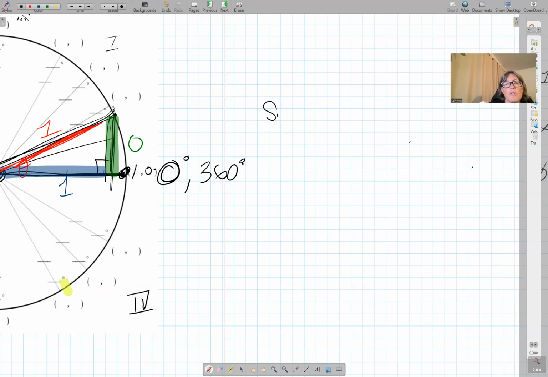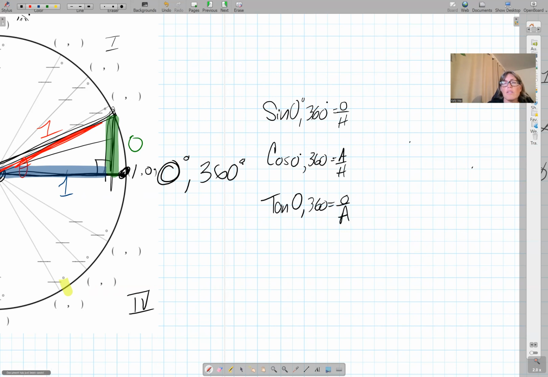So this would be sine of 0 degrees or 360, that's interchangeable, opposite over hypo. Cosine 0 or 360, adjacent over hypo. Tangent 0 or 360, opposite over adjacent. It's nice if you just set everything up before you do this.